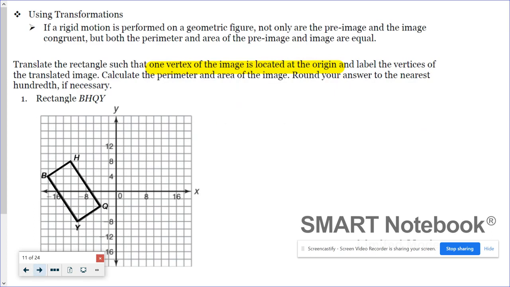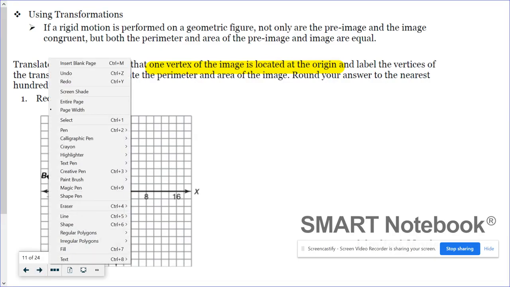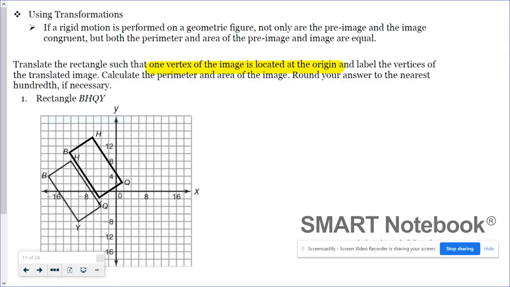Okay, so we're going to take our rectangle and move it so that one of the vertices is at the origin. As you can see, as I'm moving it around, the perimeter is not changing, the area is not changing. The only thing that's changing is the location of the rectangle. So I'm going to move this so that one of my vertices is at the origin. Maybe I'll put Y at the origin.